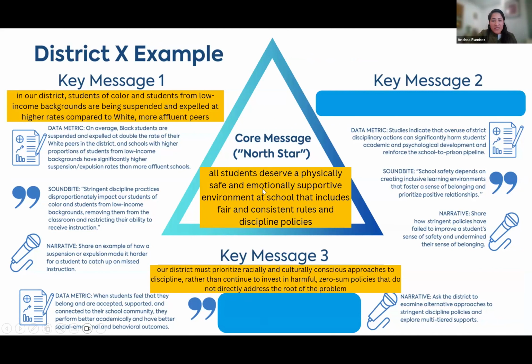So here we have kind of what we went over. All students deserve a physically safe and emotionally supportive environment at school. That includes fair and consistent rules and discipline policies. What's the issue? Students of color are being over-suspended and expelled at higher rates than their peers. Why does it matter? And then lastly, what is your call to action? And if you notice, all of these key messages are supported by the 3 S's of a statistic, a soundbite, and a story. So if you notice here, there are key messages and sound bites that are missing. That's going to be part of the activity we're going to have you fill in for us.